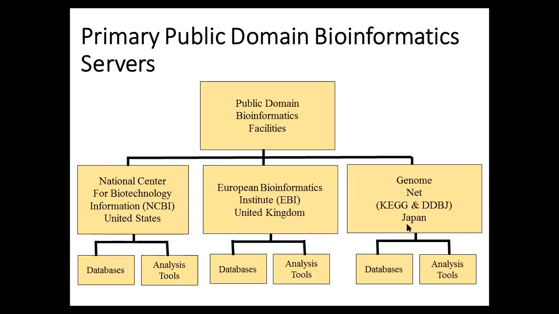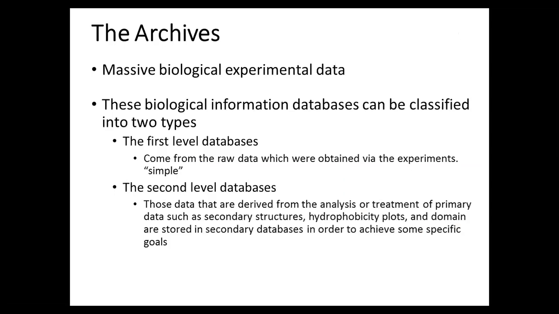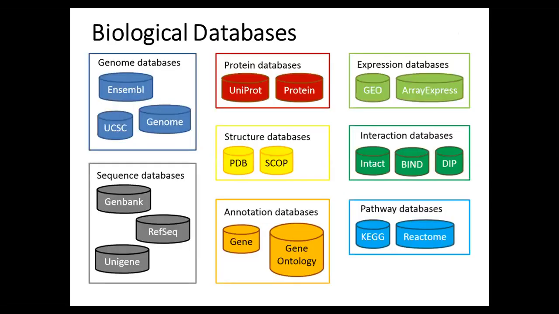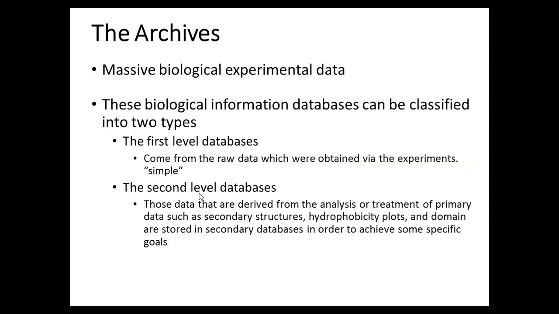These three databases are primary databases. However, they host some other databases also, which store these secondary level data. If you go to the NCBI website, you will see there is not only one database available, there are several databases available for you to upload data. So that's what the primary databases and secondary databases are.